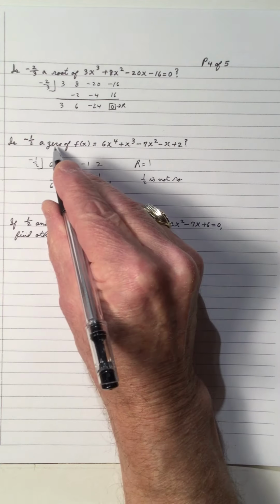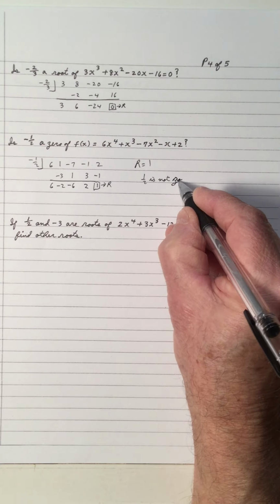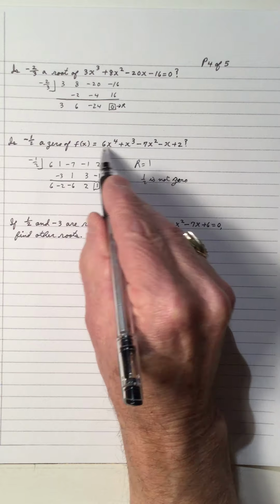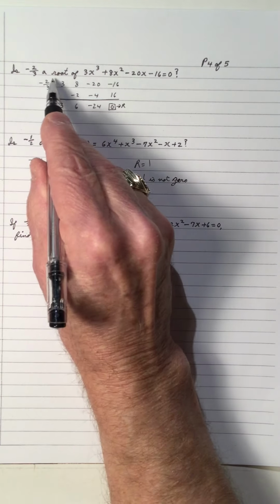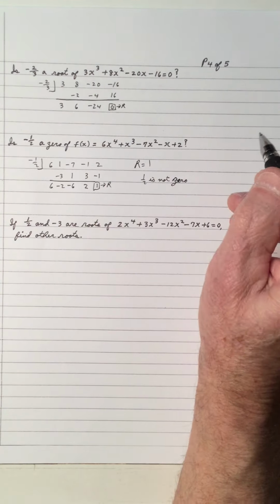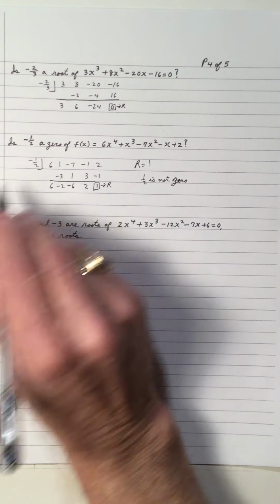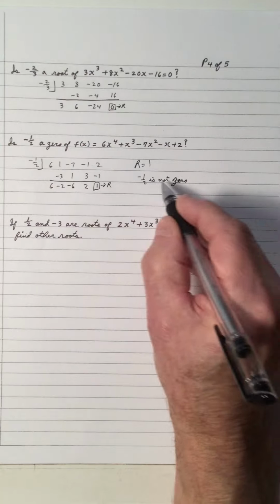The remainder is 1, so negative a half is not a zero. Oh, I said root, not a zero. So repeat: you get a zero of a polynomial, f of x, p of x, h of x. You get a root of an equation equal to 0. So because the remainder is not 0, negative a half is not a zero.